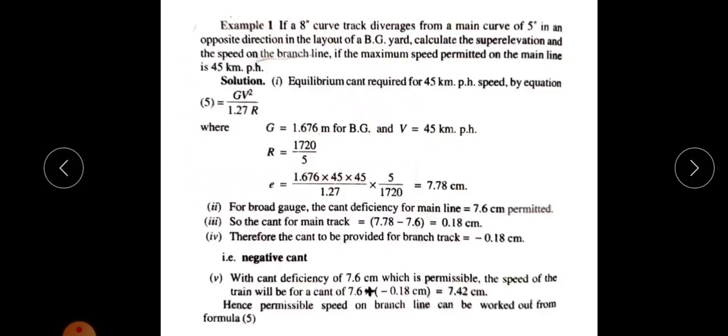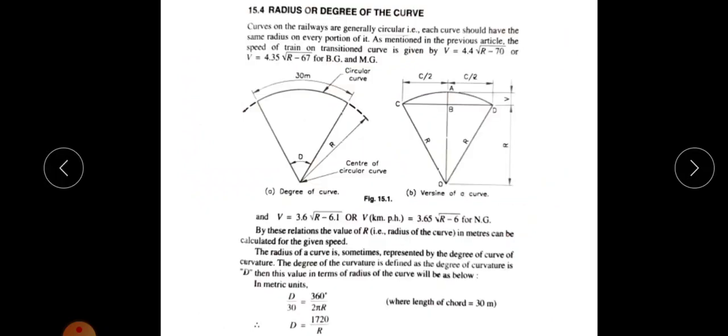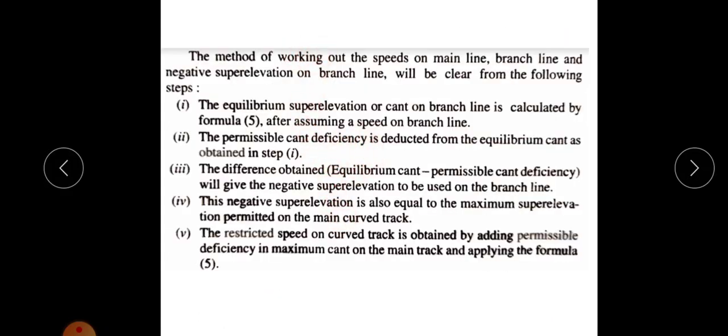So first you should learn by heart the steps which I have given here. Step by step, you do the problem. First you calculate the equilibrium superelevation for the given track, then the permissible value has to be found out from the table, then calculate the difference between these two, permissible and the equilibrium. That obtained value is the superelevation value, and this is the negative superelevation for the next branch.